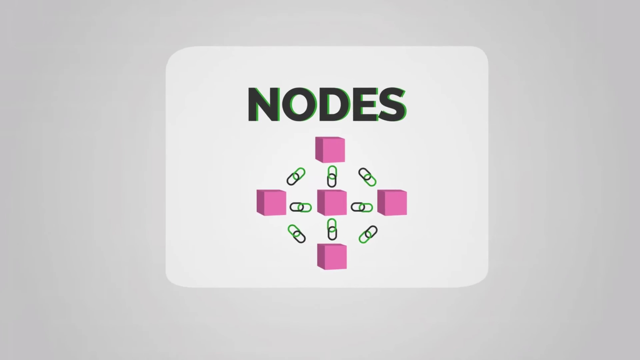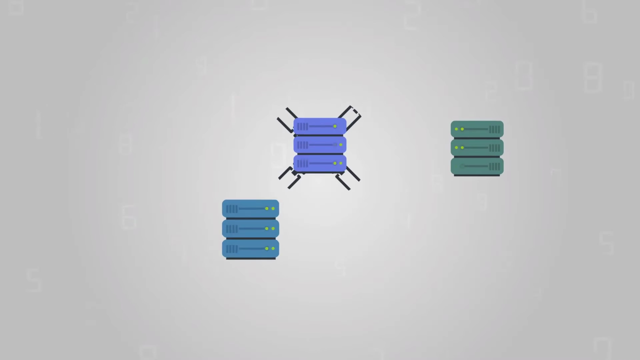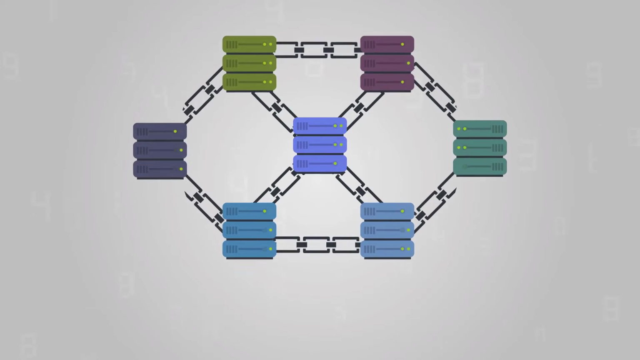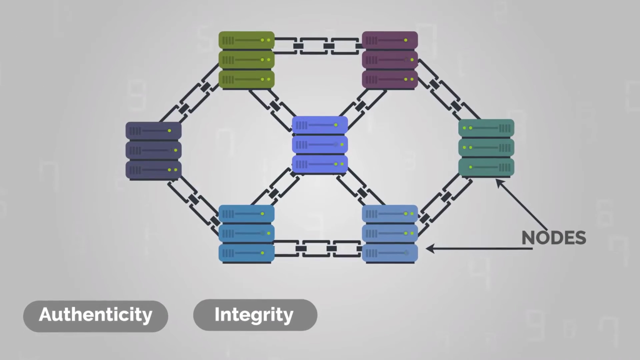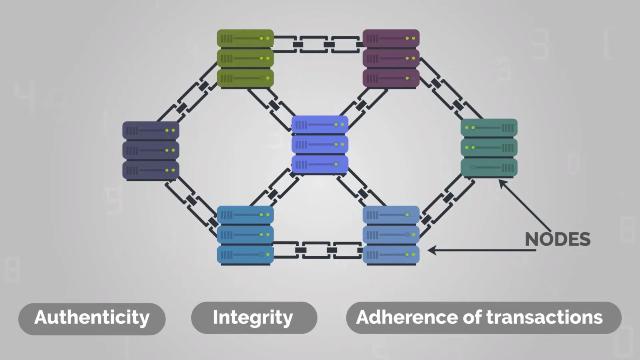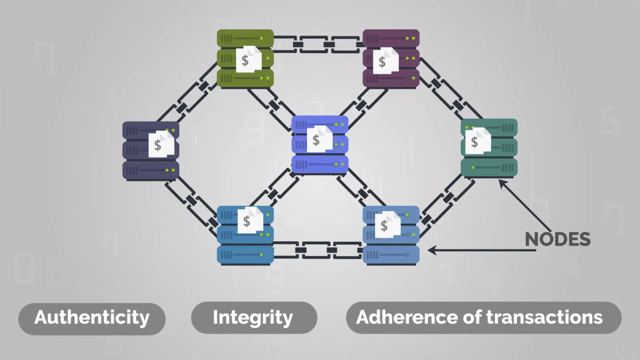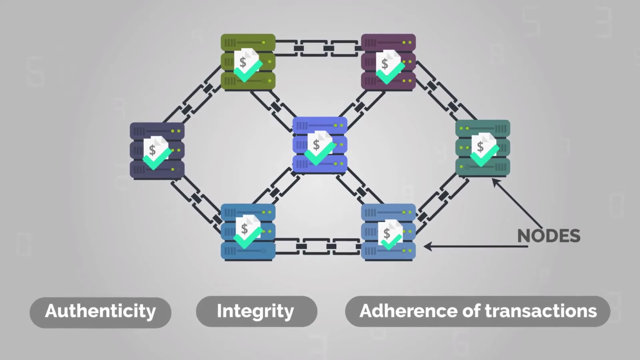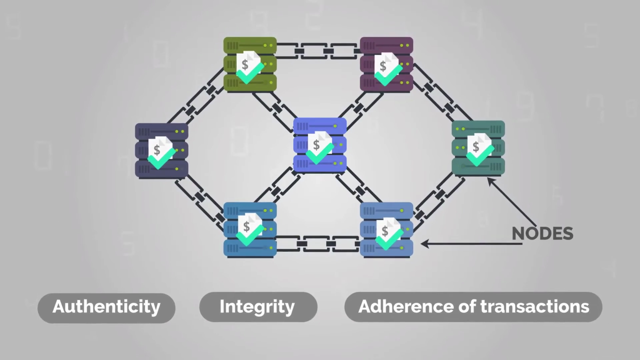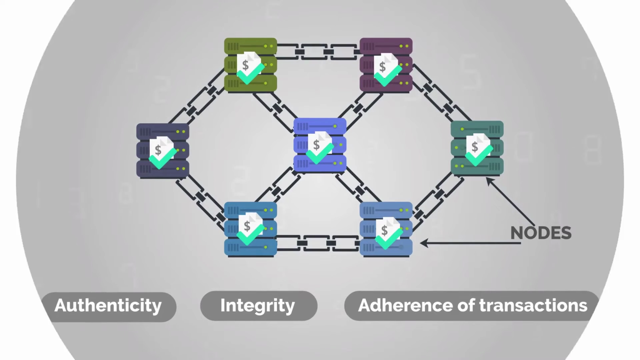Nodes. A node is a computer device connected to the blockchain network that helps in maintaining the network by verifying the authenticity, integrity, and adherence of transactions to the blockchain's rules, and also keeping a copy of all transactions recorded on the blockchain ledger. They play an active role in the consensus mechanism by validating proposed blocks and reaching an agreement on their inclusion in the blockchain.